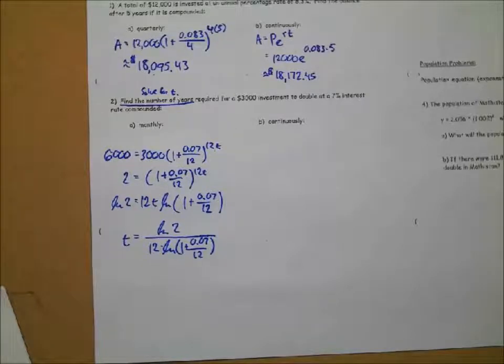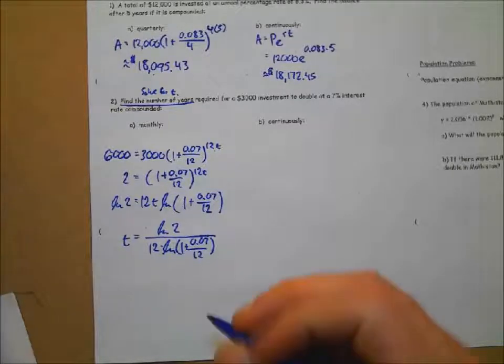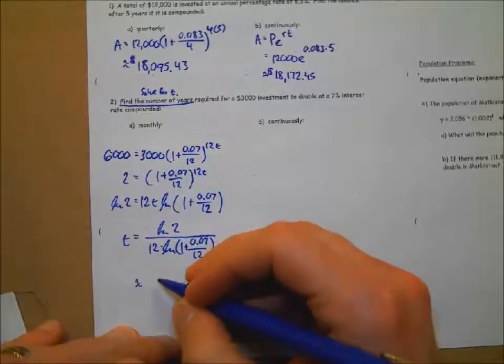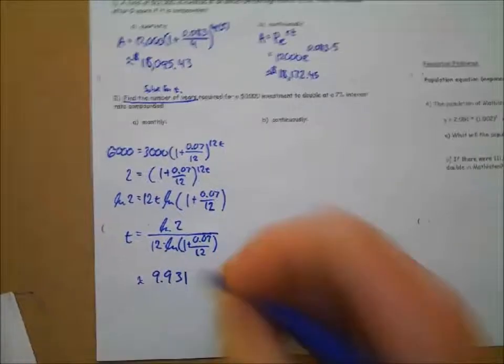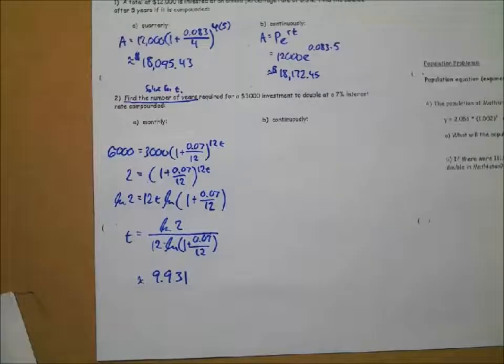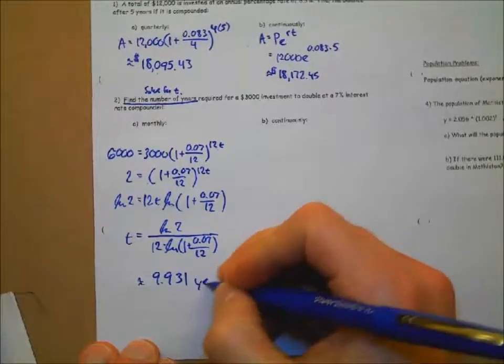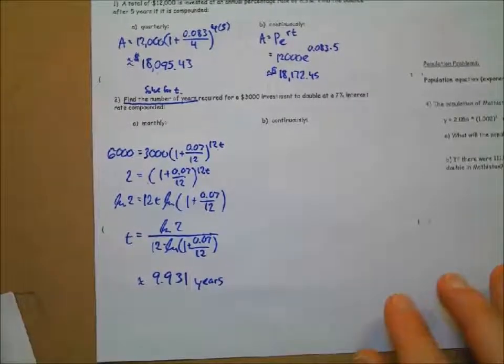Type this in my calculator. And again, if you don't feel super confident, make sure that you practice. Or if you do feel confident, but you still want to just check, make sure that you can type this in your calculator accurately. Very important. Okay, I get about 9.931 years.